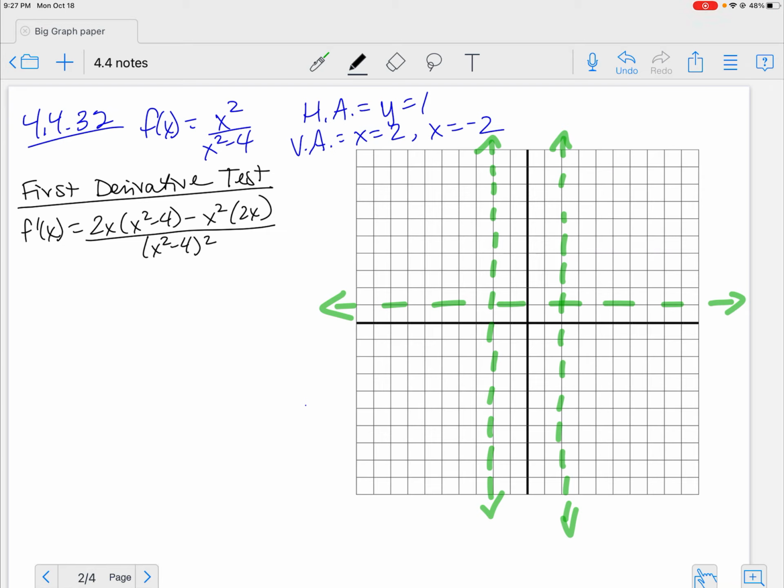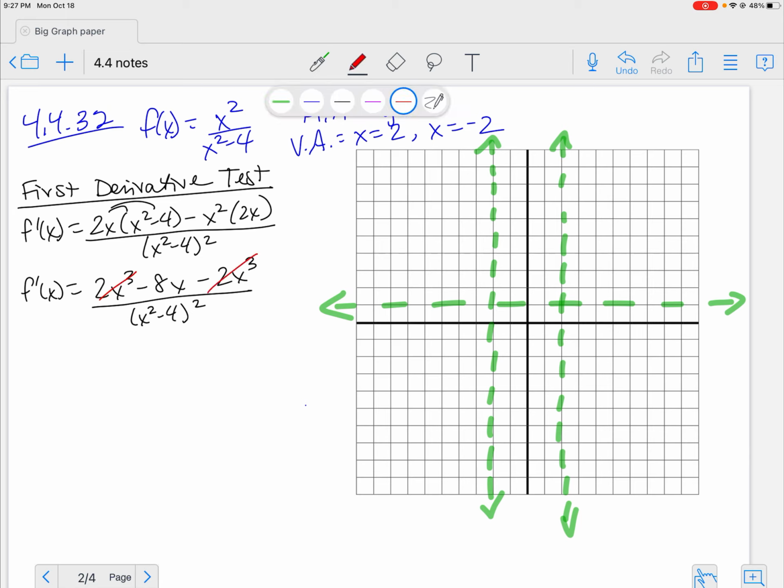All right. Then go ahead and distribute this and clean it up. So f prime of x, if I distribute this here, and those are multiplied, I've got 2x cubed minus 8x minus a 2x cubed. Well, that's handy. Check that out. x squared minus 4 squared. The 2x cubes cancel. So my first derivative is negative 8x over x squared minus 4 squared.